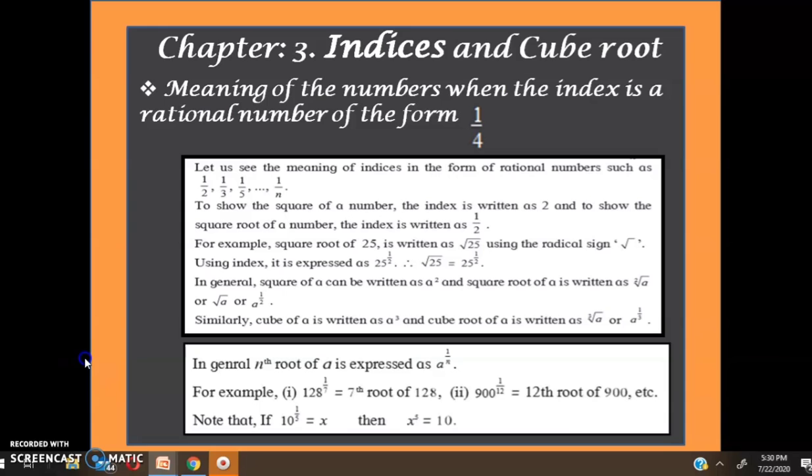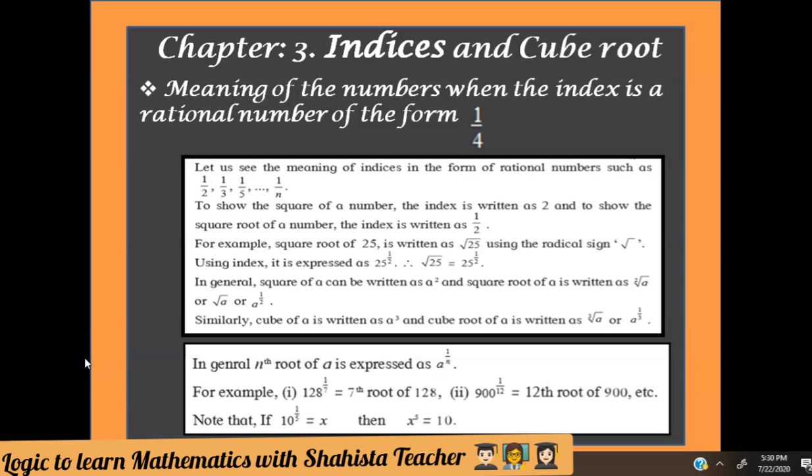Now students, let's learn the meaning of numbers when the index is a rational number of the form 1 upon 4. As you have already learned in chapter number 1, a number of the form P upon Q, where Q is not equal to 0, is known as a rational number. Here 1 upon 4 is a rational number. Now this meaning we have to learn.